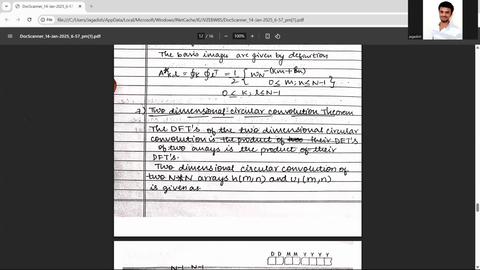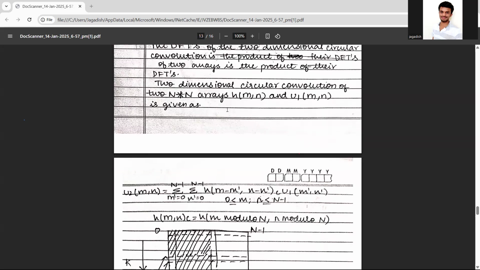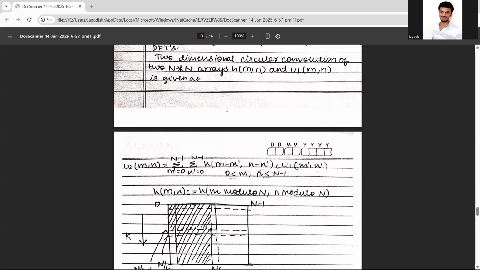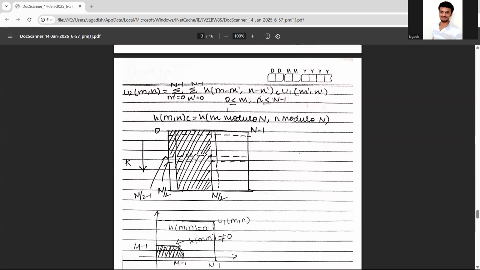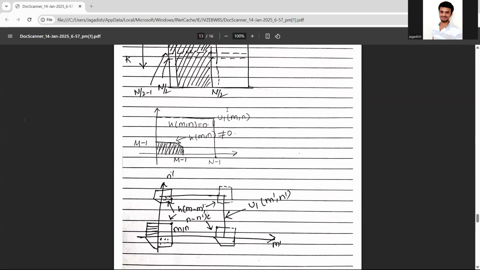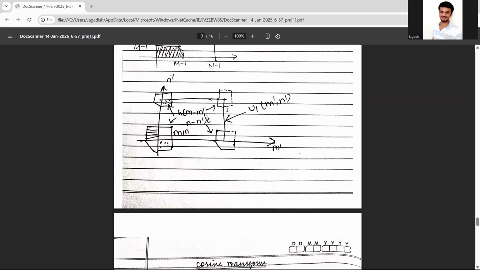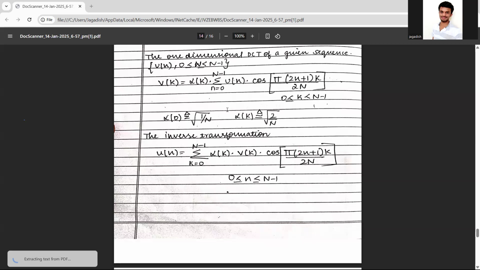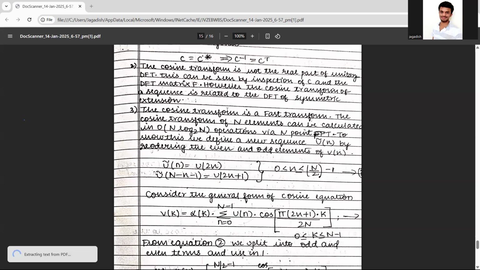Next, for circular convolution, this is the formula: u2 of m comma n is equal to summation n dash equals 0 to n minus 1, m dash equals 0 to n minus 1, h of m minus m dash, n minus n dash. So this is just the diagram which you have to remember and write. Okay, write down; these are just the properties you are supposed to learn.